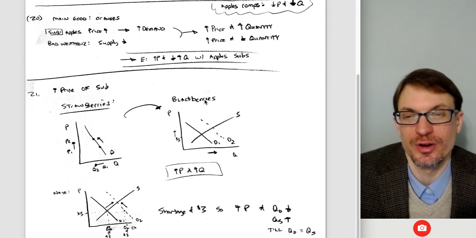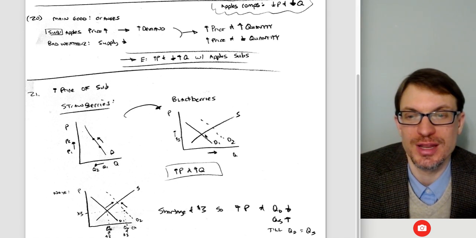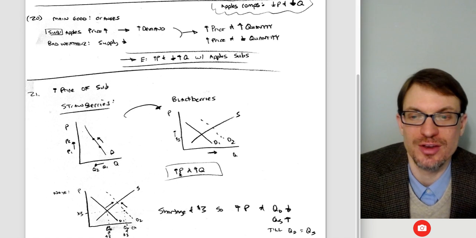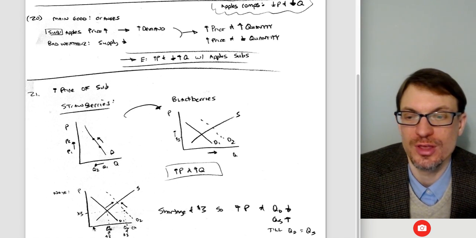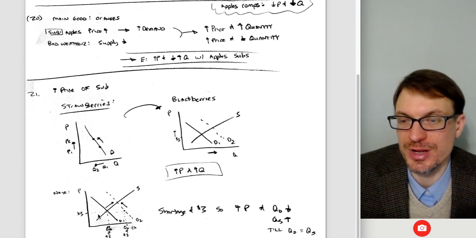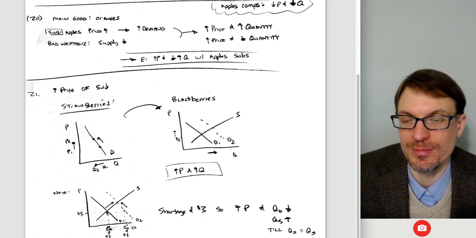Relative to the good under consideration, blackberries, we're going to get an increase in demand, right? Price of a substitute rises, we get an increase in demand. That's going to tend towards price rising and quantity rising. Well, at the original price of $3 right here, this old equilibrium, there's now a shortage after the demand is increased, because at this price, now the quantity demanded is way out here.